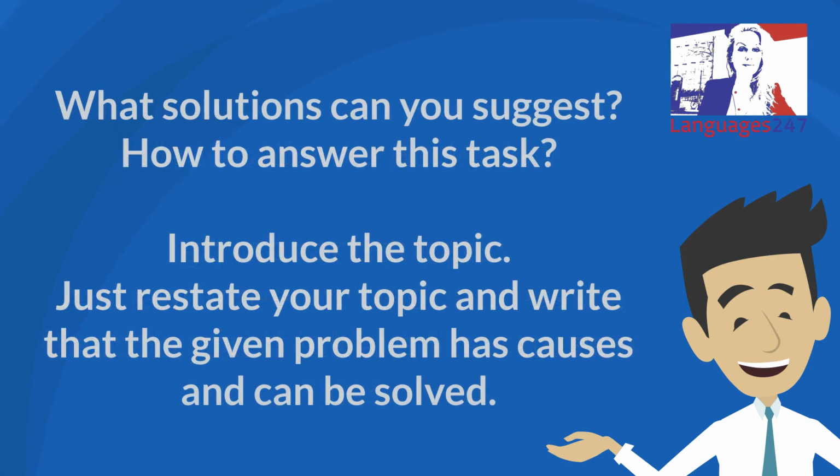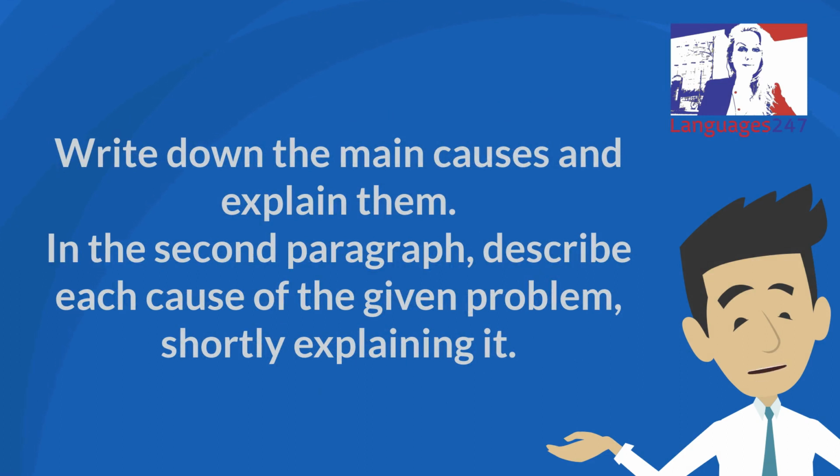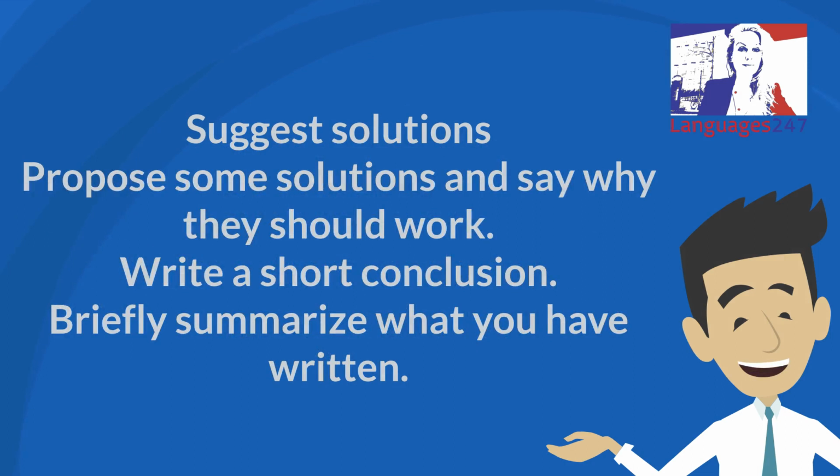How to answer this task? Introduce the topic. Just restate your topic and write that the given problem has causes and can be solved. Write down the main causes and explain them. In the second paragraph, describe each cause of the given problem, shortly explaining it. Suggest solutions. Propose some solutions and say why they should work. Write a short conclusion. Briefly summarize what you have written.